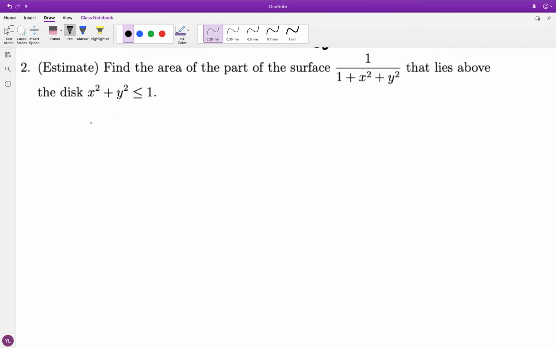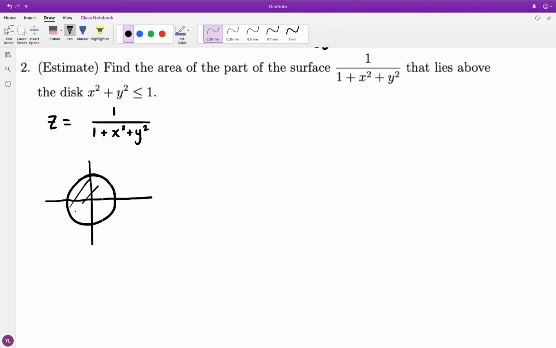All right, let's practice using the surface area formula. Nothing fancy here, just trying to set up the double integral. In this problem, they're asking us to estimate, so either the integral is super annoying or not computable, so we're going to just complete it in Wolfram Alpha.